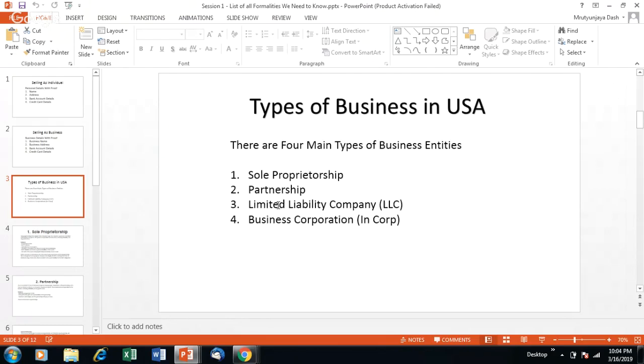So in the US, you can form a company as a sole proprietorship. When I say sole proprietorship, it is the individual. Let's just go through these names: sole proprietorship, partnership, limited liability company, and business corporation, which is incorporated. These are the types of company which can be formed in the US.